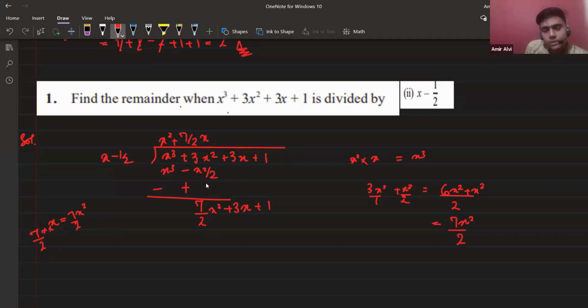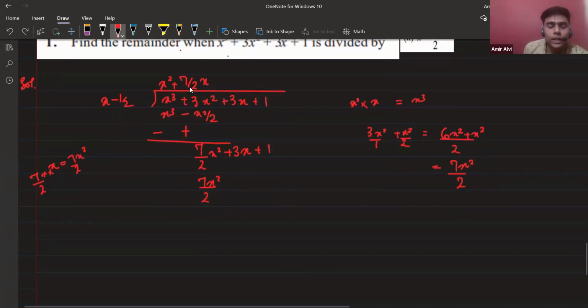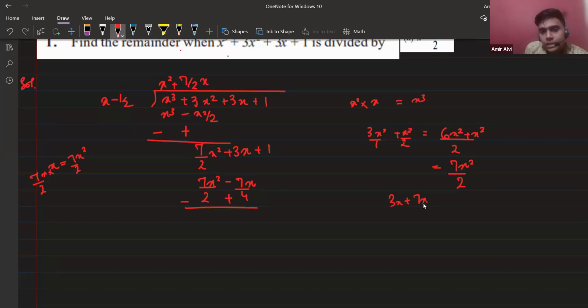So plus 7 by 2 x. So 7x square by 2 minus, not minus right now. So minus 1 by 2 into 7 by 2 x. So this will be minus 7 by 4 x, because 2 into 2 is 4 and minus 7 will remain as it is. Change the sign. This will get cancelled out.